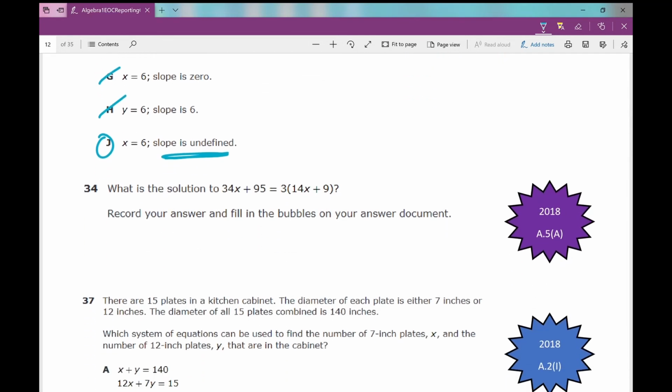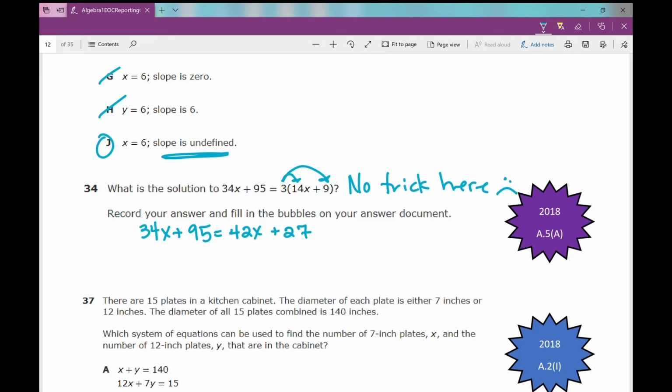Let's go to number 34. Now, because this is an equation and it's not a multiple choice problem, there's no trick here. You just have to know how to solve an equation. So let's do this. We've got 3(4x plus 9) and I'm going to simplify this by distributing my 3 into every term on the inside of my parentheses. And when I do that, 3 times 14x is 42x, and 3 times 9 is 27. And now I'm just going to solve for x.